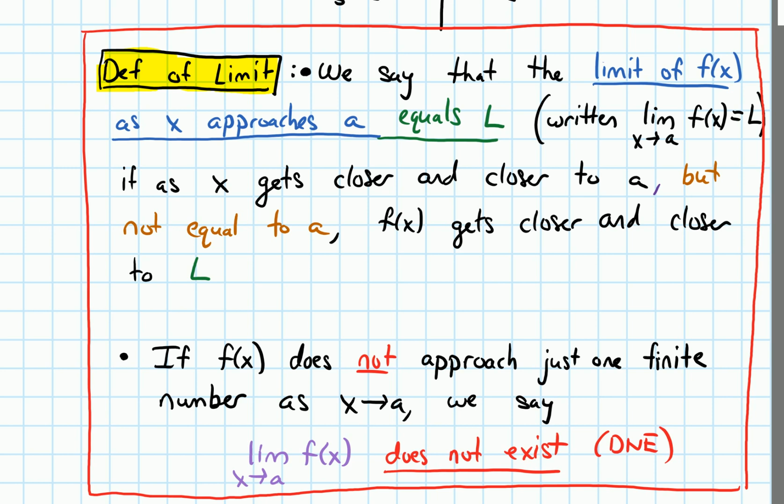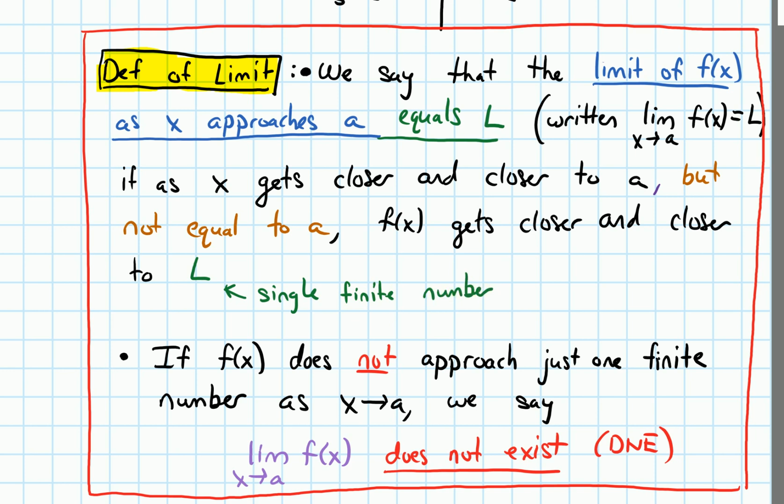So we say that happens if, as x gets closer and closer to a, whatever number a is, but not equal to a, f of x gets closer and closer to this number L. That is super important: we don't care about what's happening when x actually equals a. And L in this is a single number, which means it's exactly one finite number.